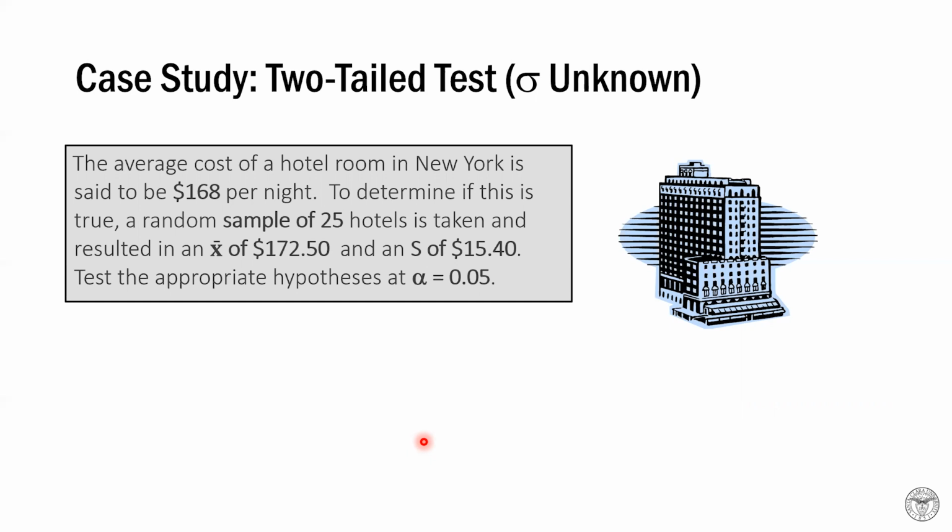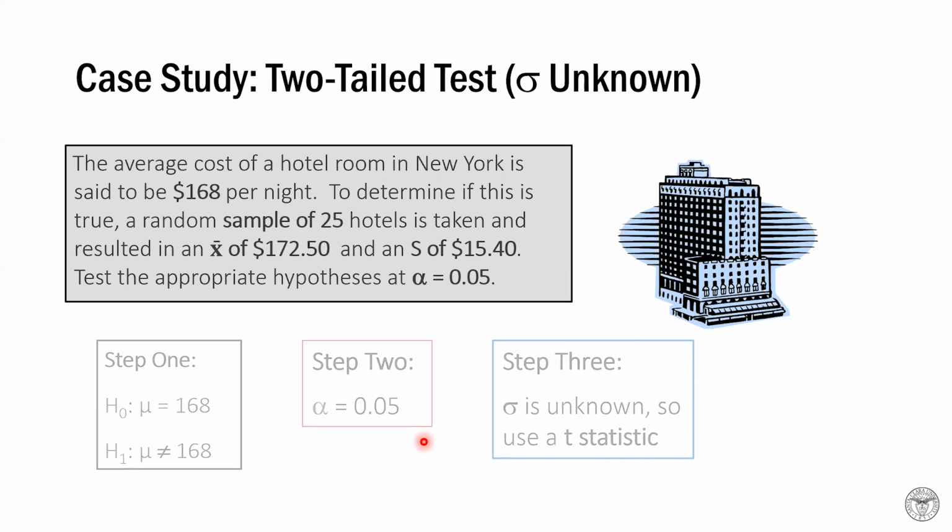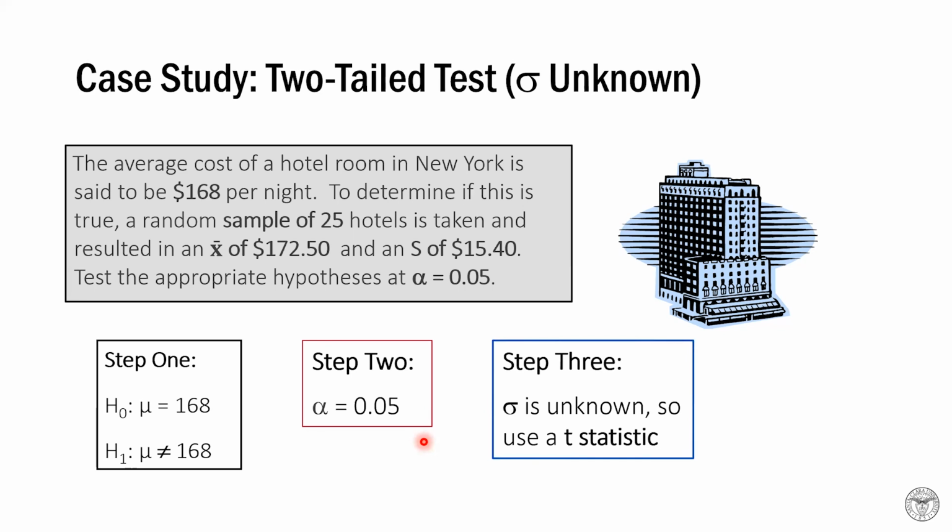So the first step is to set the null hypothesis as mu equal to 168. The level of significance is given at 0.05. In step 3, we decide to use the t-test because the standard deviation is unknown, and we are going to use the sample standard deviation S.